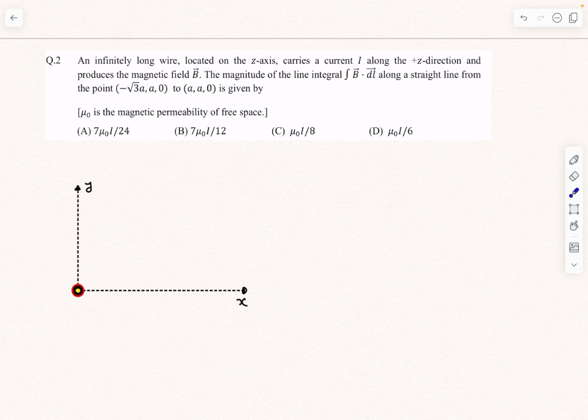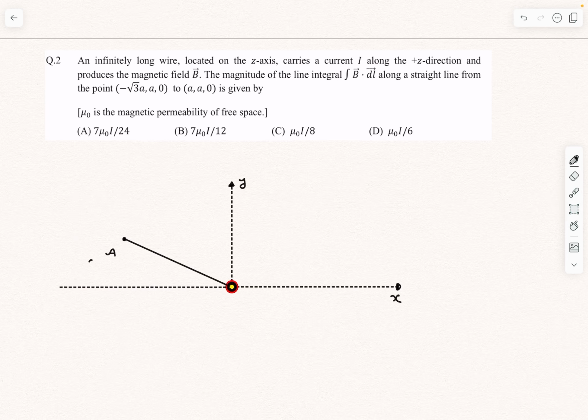So we have to find the line integral of the magnetic field along a straight line from (minus root 3 a, a) to (a, a). So these 2 points lie in the xy plane. So let's just plot them first. Okay, so this is the first point, which is (minus root 3 a, a), and this is the second point, which is (a, a). So we have to figure out B dot dl for this path over here.